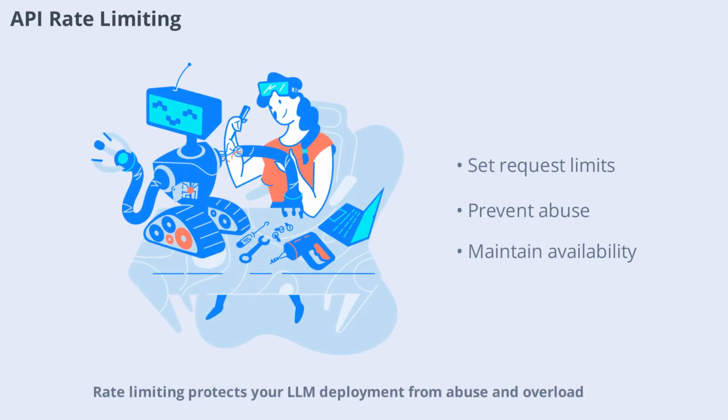Rate limiting protects your LLM deployment from abuse and overload. Set limits on how many requests users can make in a given time period. This helps maintain performance and prevents denial of service attacks, ensuring your application remains available to all users.